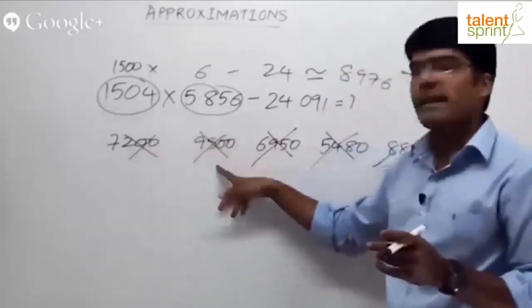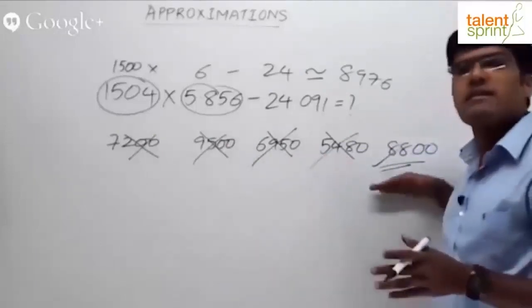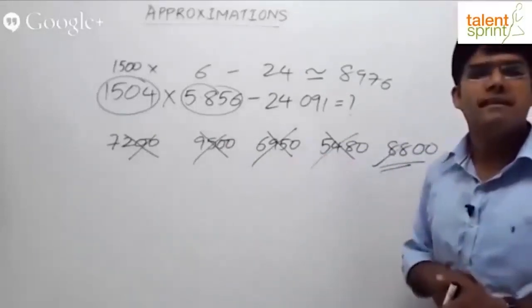7,200 is not the answer. 9,500 is not the answer. 6,950, 5,480 are not the answers. Hence, fifth option 8,800 can be taken as a correct answer.